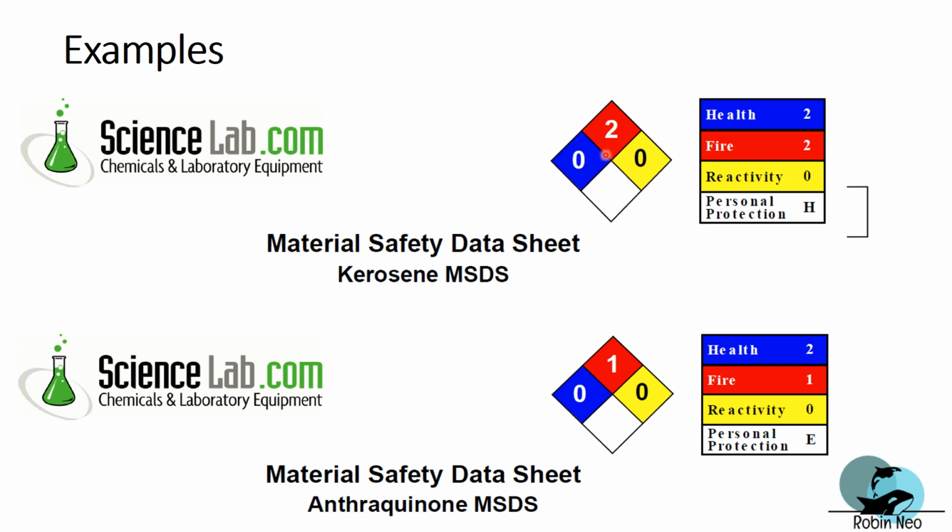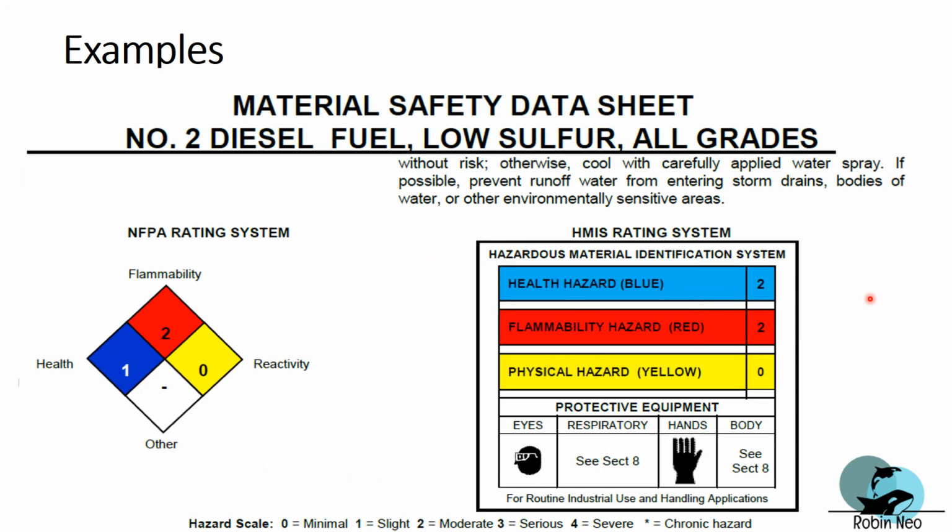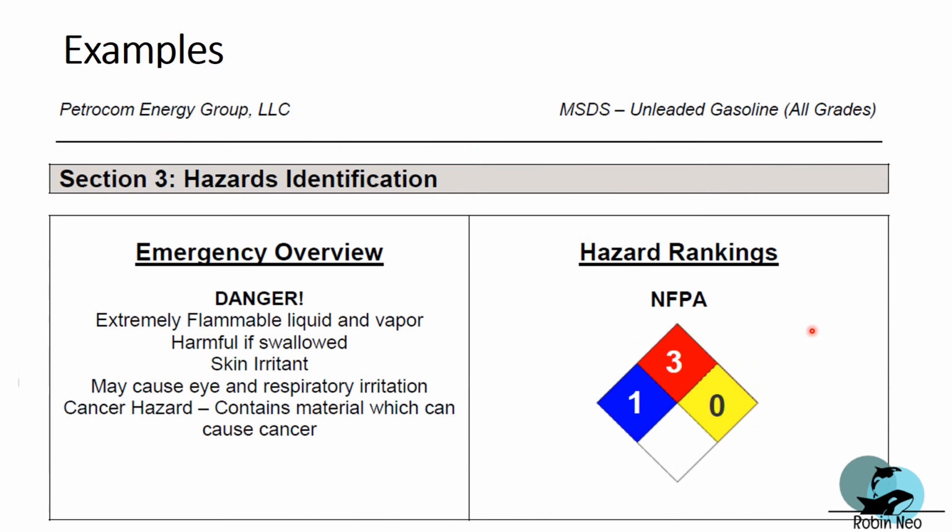Shown here is MSDS for diesel fuel. The table shown on right side is known as HMIS or Hazardous Materials Identification System code, and it is completely different from NFPA diamond. Though it may look similar, HMIS is not used as widely as NFPA system. Now this is the NFPA diamond from the gasoline or petrol's MSDS.